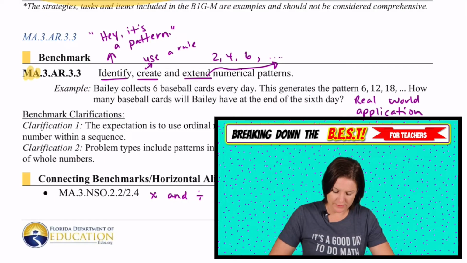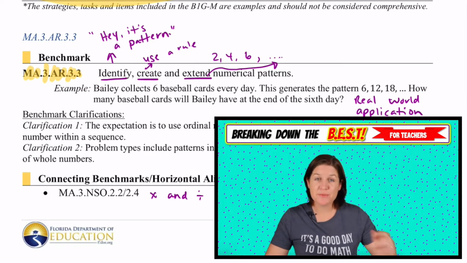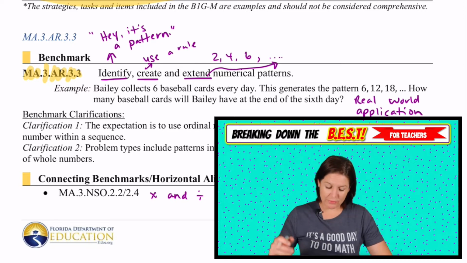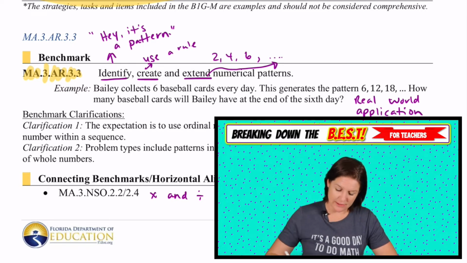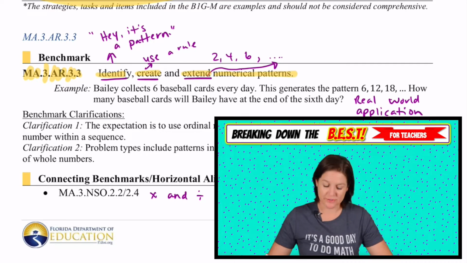Today we are breaking down the following standard. It's MA.3.AR.3.3. MA stands for Mathematics, 3 for 3rd grade, AR for Algebraic Reasoning, and 3.3 is our standard for today. And it says that we will identify, create, and extend numerical patterns.